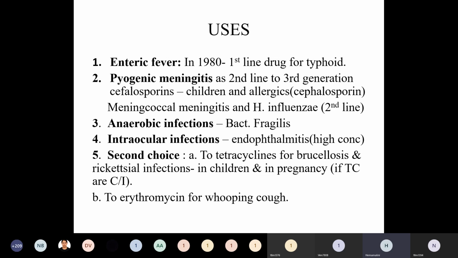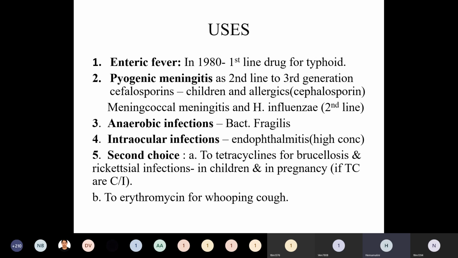Then coming to the uses: enteric fever. In the 1980s, chloramphenicol was the first line drug for typhoid fever. Nowadays, we are using ciprofloxacin. Next is pyogenic meningitis. It is used as a second line to third generation cephalosporins, and can also be used in children and patients who are allergic to cephalosporins. Also meningococcal meningitis and H influenzae, it's used as a second line drug.